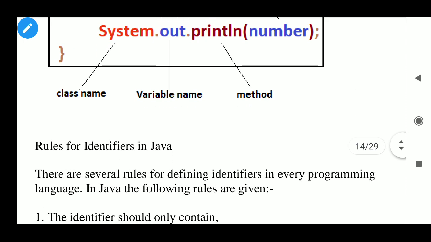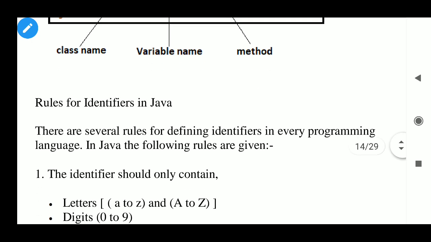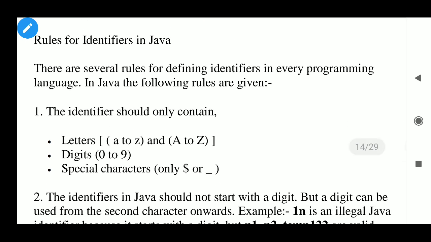Rules for identifiers in Java. When we are using identifiers or variables in Java, there are some rules which we have to follow. There are several rules for defining identifiers in every programming language. In Java, the following rules are given. Number 1, the identifier should only contain letters a to z or capital A to Z, digits from 0 to 9, and special characters, only dollar and underscore sign.